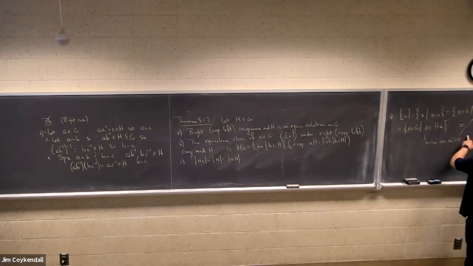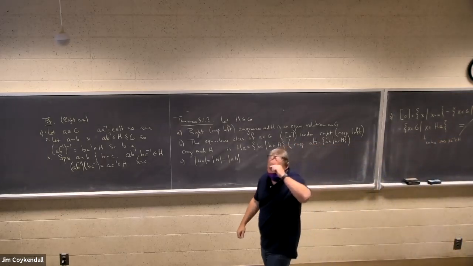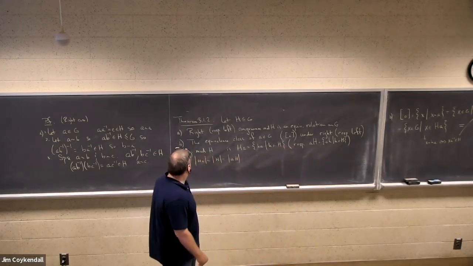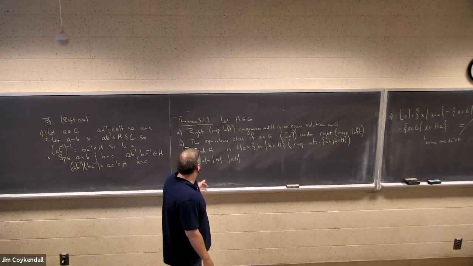It's every ha that you can make, running through all of H. So it's just a set of things. Right, okay. Oh, right, the last one: Ha equals H.